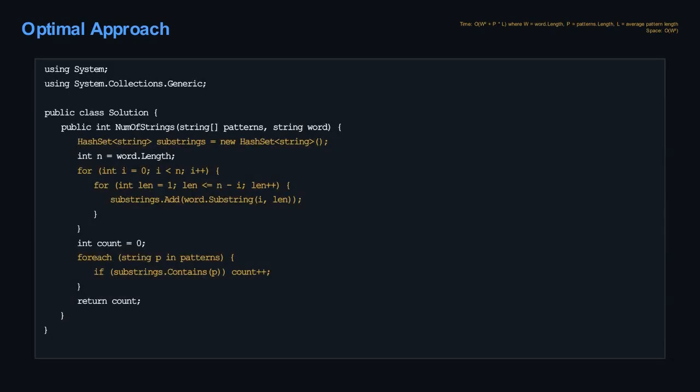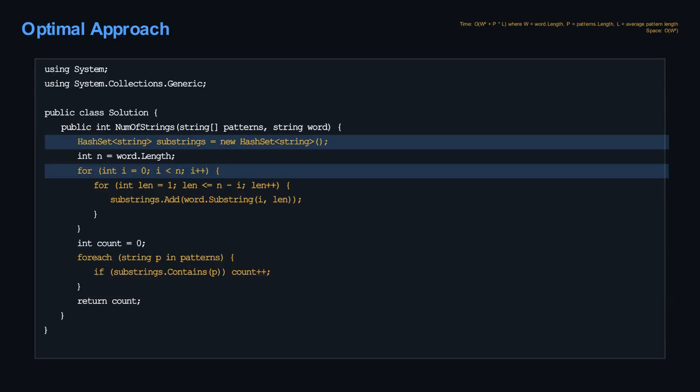The key insight to optimize this is realizing that we repeatedly check for substrings within the same word. Instead of repeatedly searching, we can precompute all possible substrings of the word once and store them for quick lookups. We'll use a hash set for this. First, we iterate through the word with nested loops. The outer loop picks a starting index, and the inner loop determines the length of the substring starting from that index. For each combination, we extract the substring and add it to our hash set.